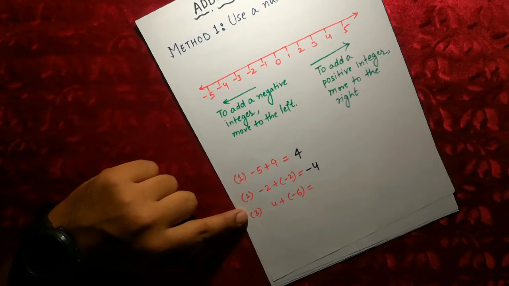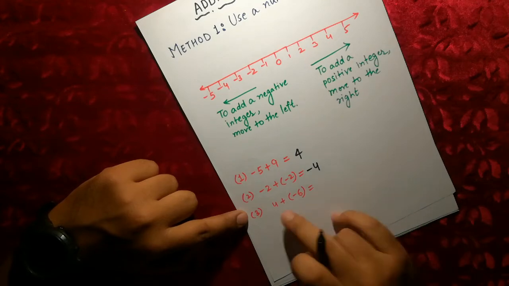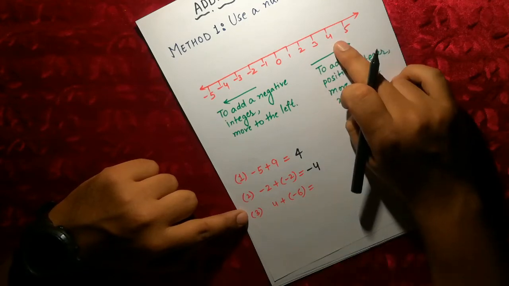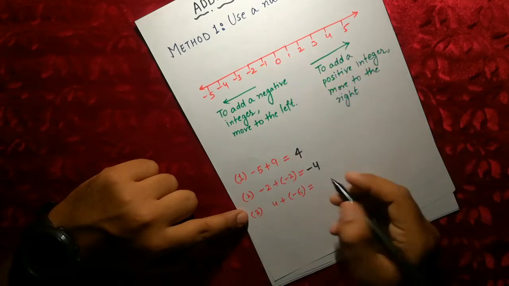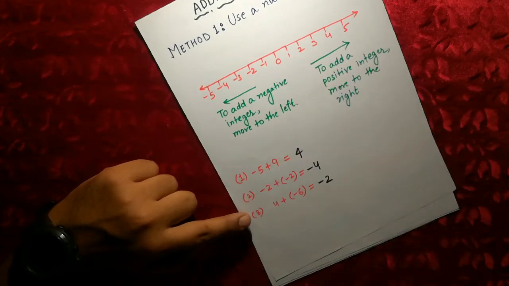Now the third example is 4 plus minus 6. Now again we are adding a negative integer. When we are adding a negative integer, we move to the left. So we are here on 4. Now we have to take 6 steps. 1, 2, 3, 4, 5, 6. So the answer will be minus 2.